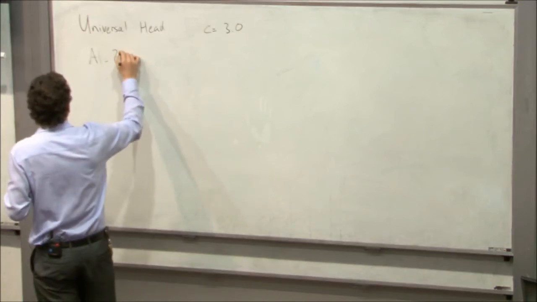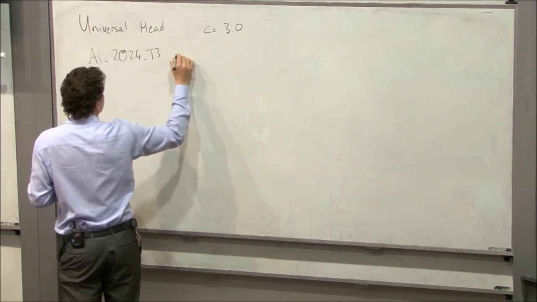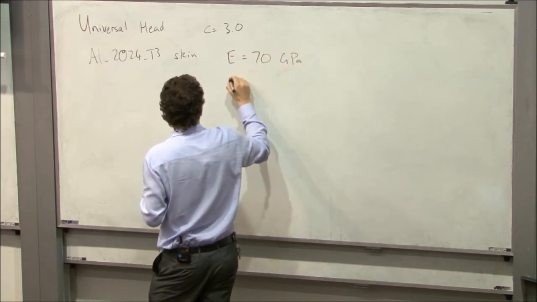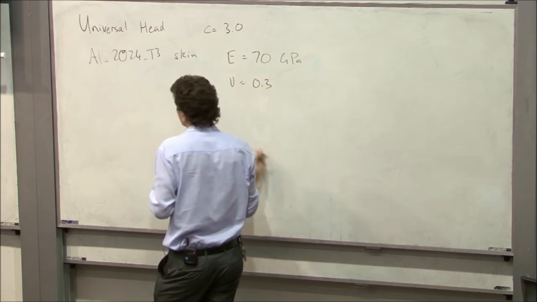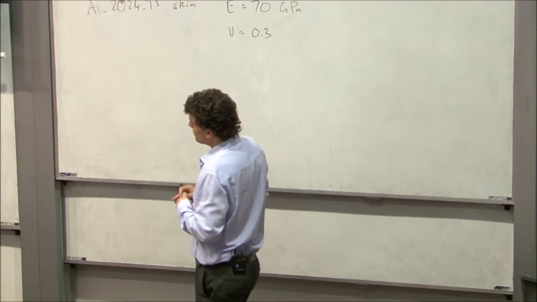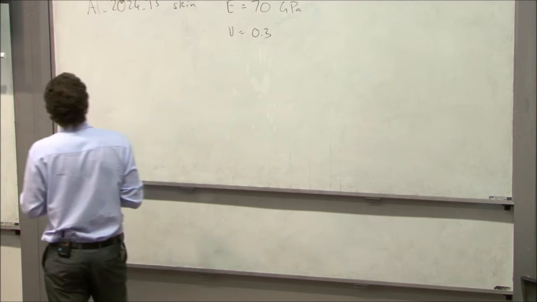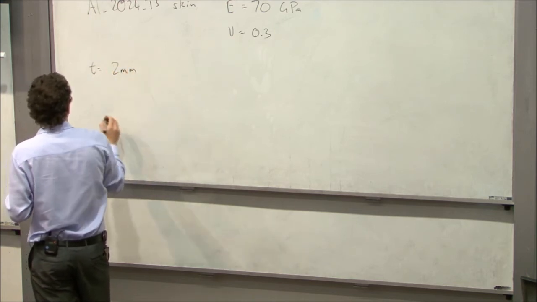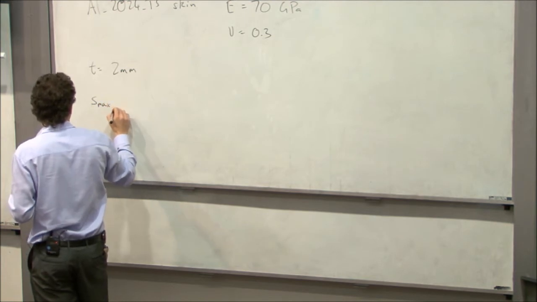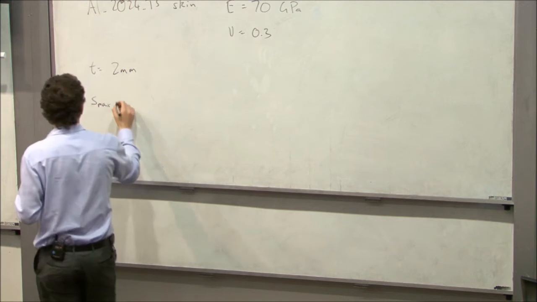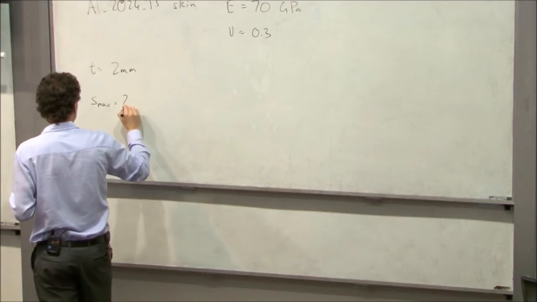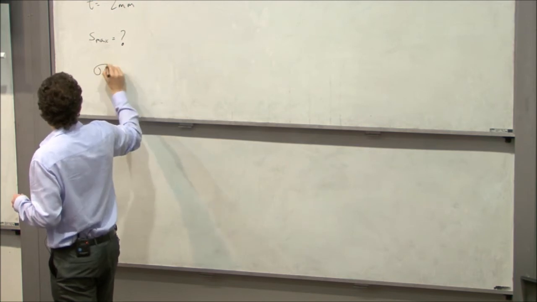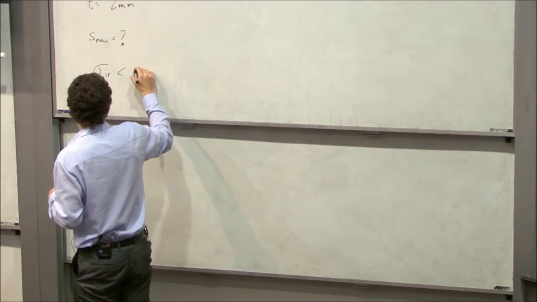We've got AL 2024 T3 skin. So our E equals 70 gigapascals and our nu equals 0.3. Now, let's assume that our thickness equals 2 millimeters. Then what is the maximum stiffener pitch if we want our inter-rivet buckling stress to be less than 100 megapascals?